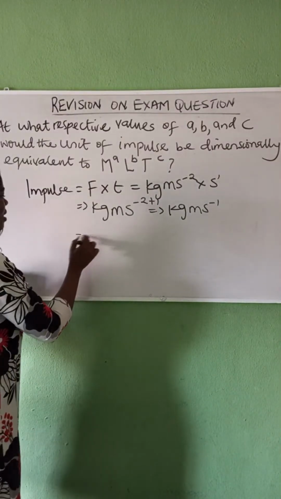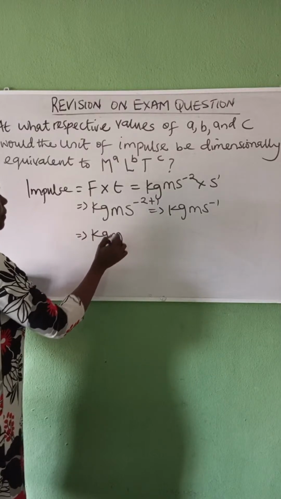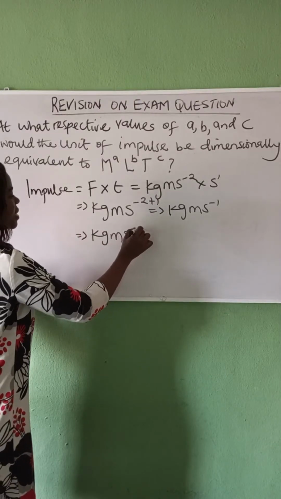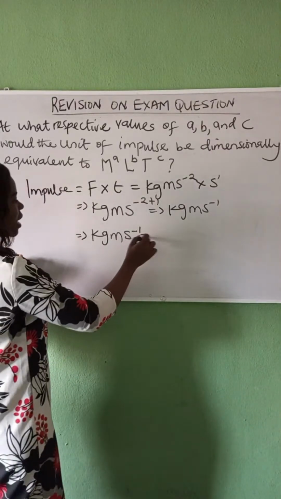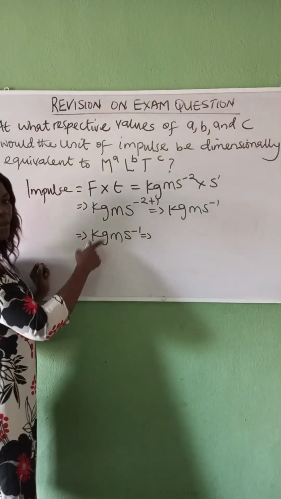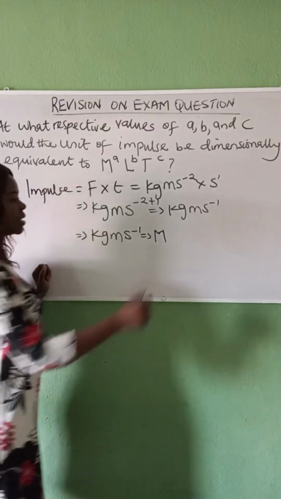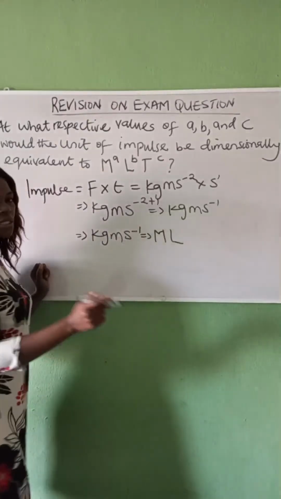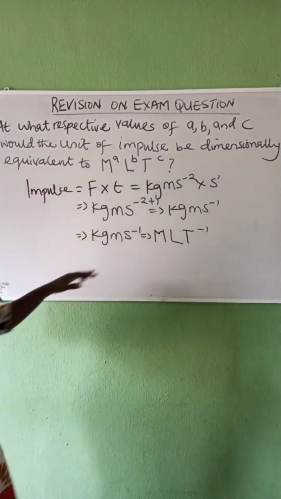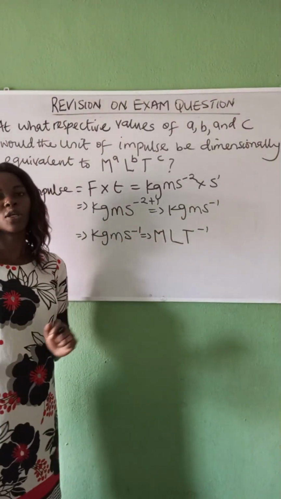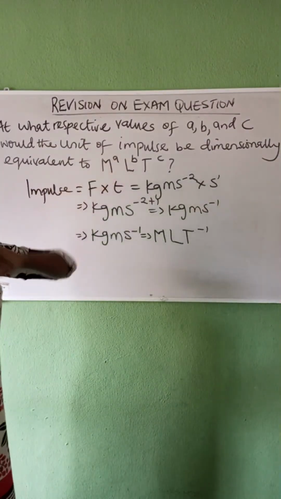Now, what do we do next? I have to equate it with what I have. This is kilogram meter per second. For me to get the dimension, kilogram is for mass, so I have mass. Meter is for length. Seconds is for time. So the dimension of impulse is M L T power minus 1. Now I'm going to equate it with the constants given, right?